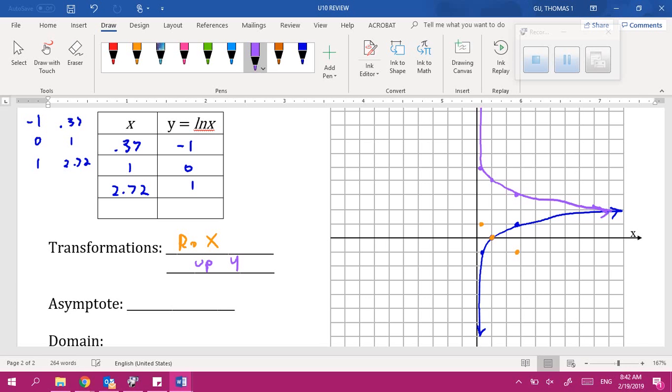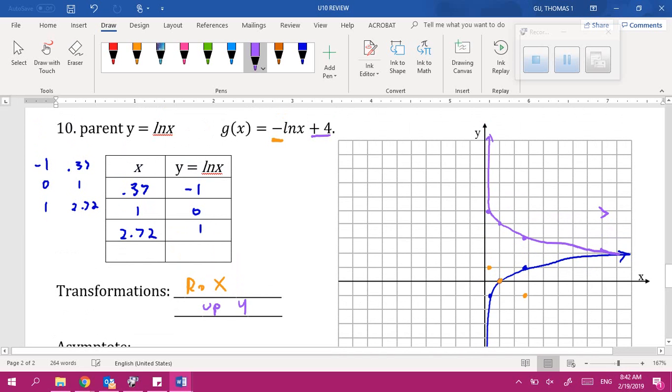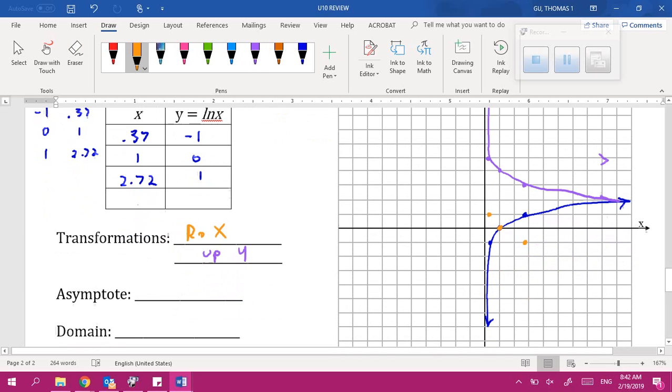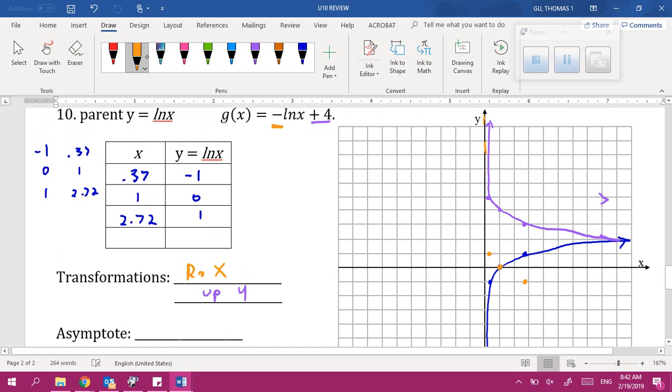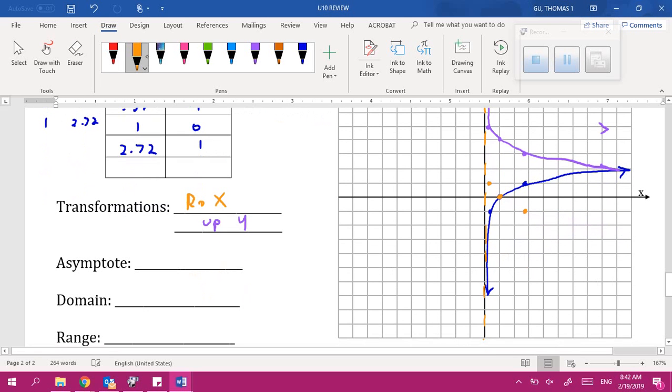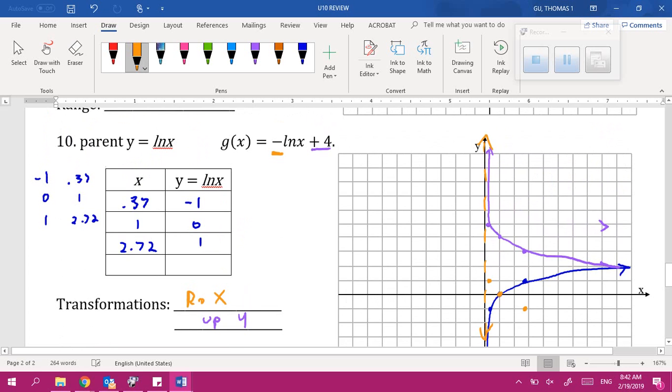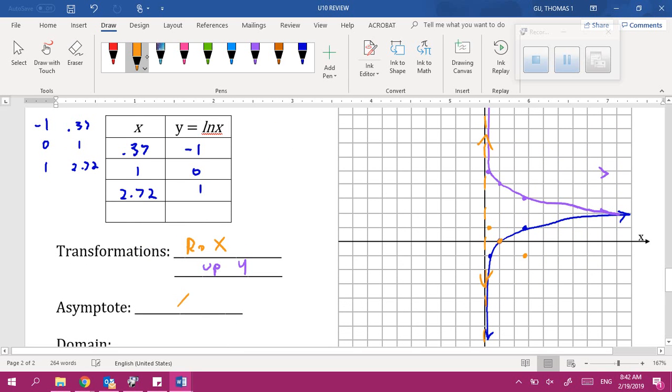Something like that. All right, the asymptote is still at x equals 0. You see it didn't move because there's no left and right movement. This is a logarithmic. So x equals 0 is the asymptote.